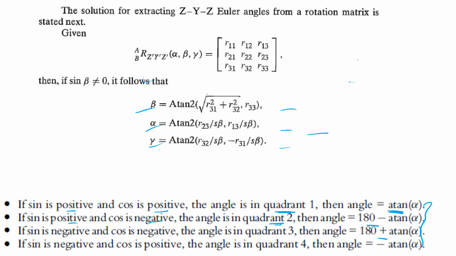Okay, so in this class we have learned fixed angle rotation and Euler angle rotation. Fixed angle is with respect to the reference frame, Euler angle is with respect to the current frame. Here we did pre multiply and here we did post multiply.